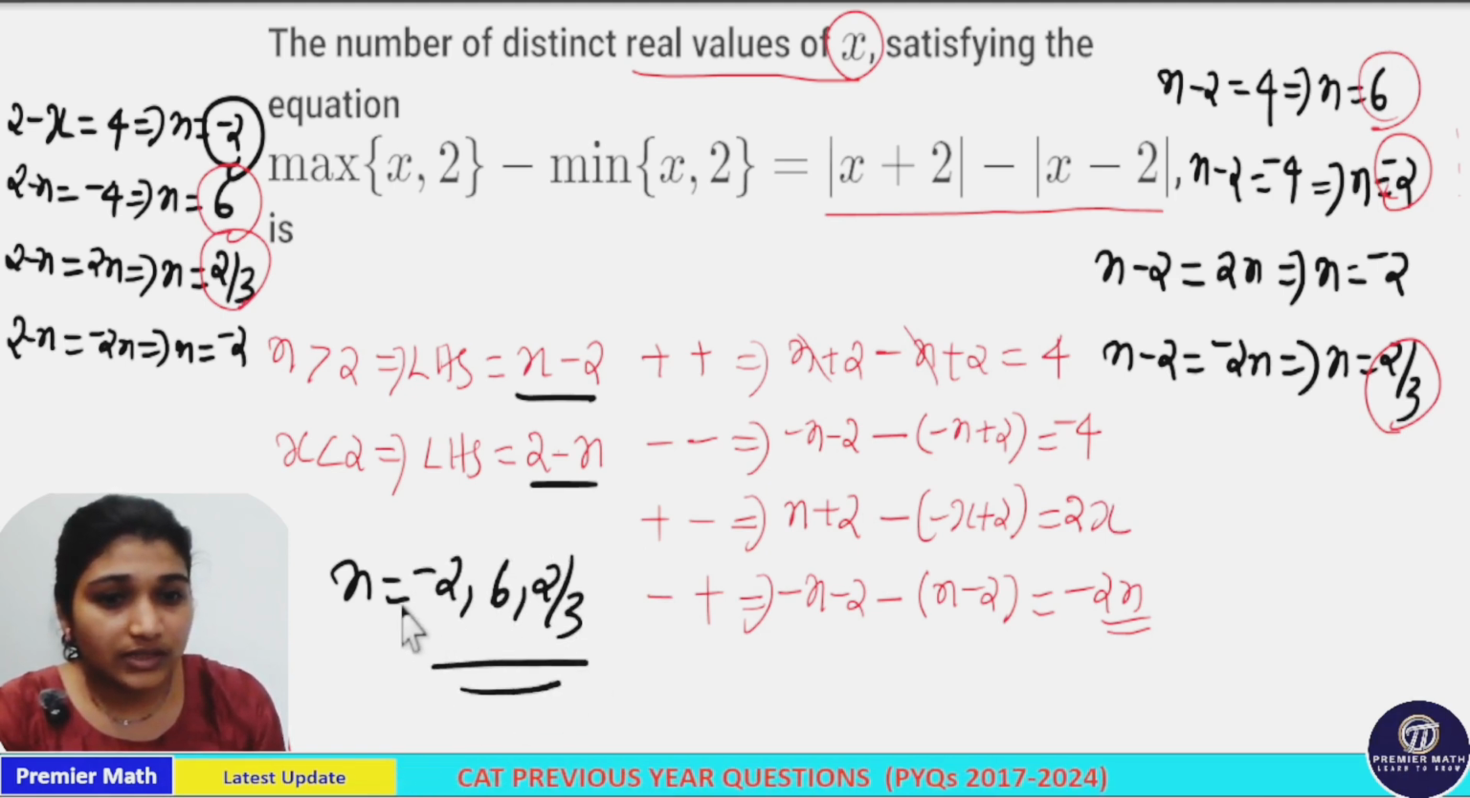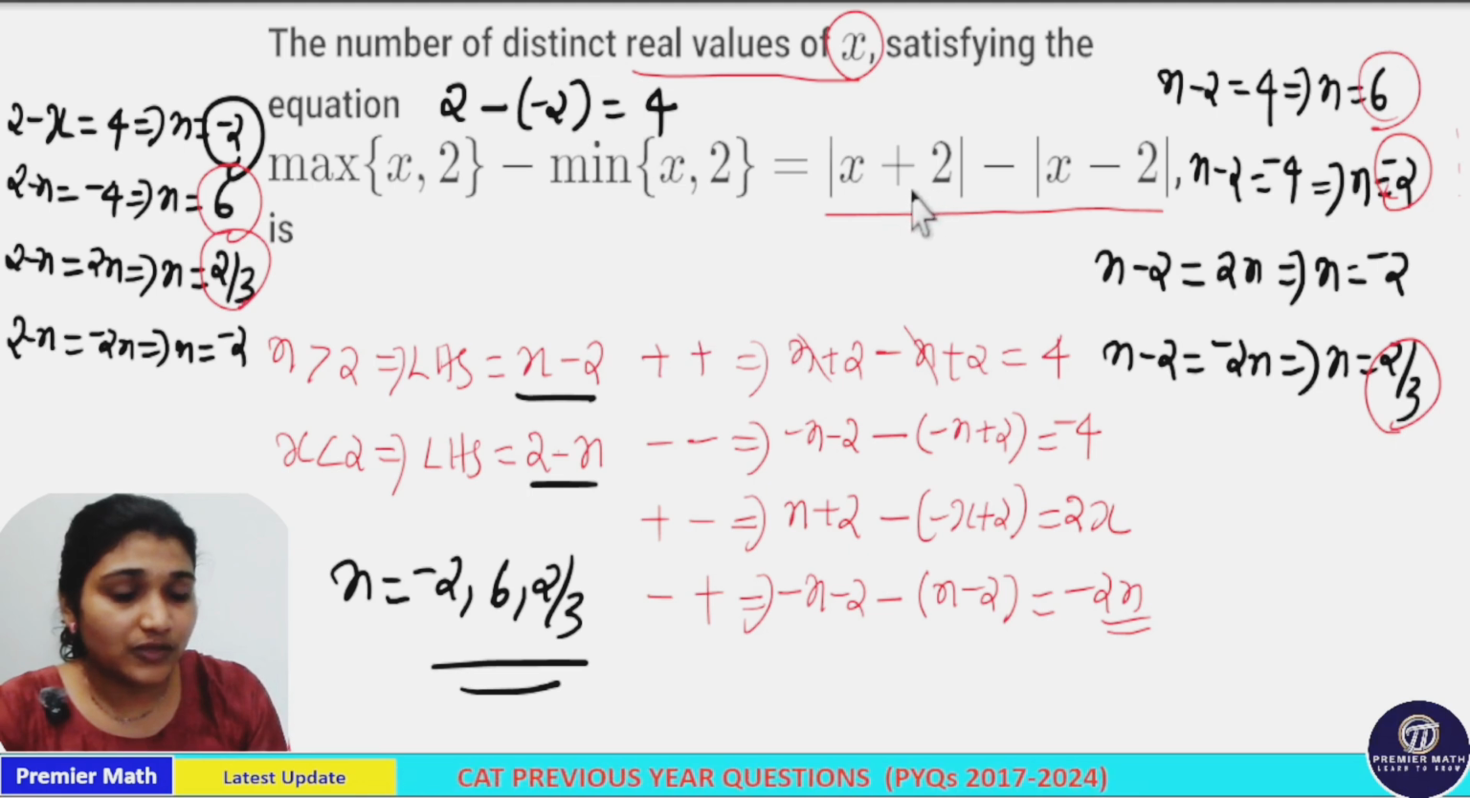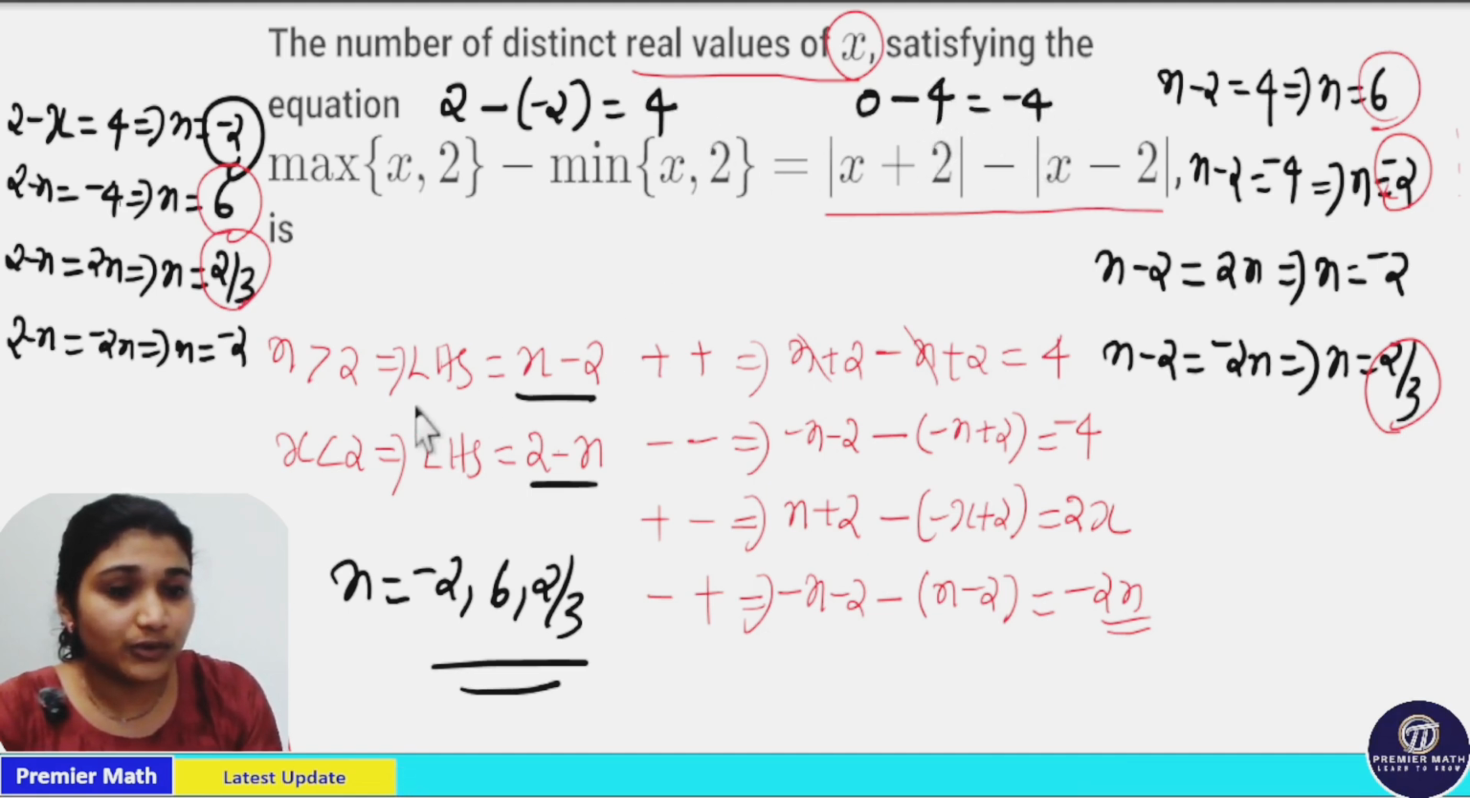Now, if you put x equal to minus 2, the maximum of minus 2 and 2 is 2, and the minimum of minus 2 and 2 is minus 2, so the LHS becomes 4. Now, minus 2 plus 2 is 0, so the modulus of 0 is 0, and minus 2 minus 2 is minus 4, the modulus of minus 4 is plus 4. So this is minus 4, and minus 4 is not equal to plus 4. So we can eliminate minus 2.